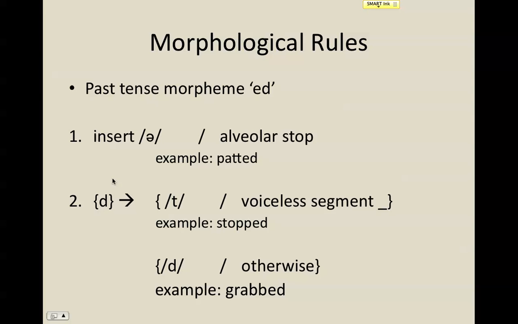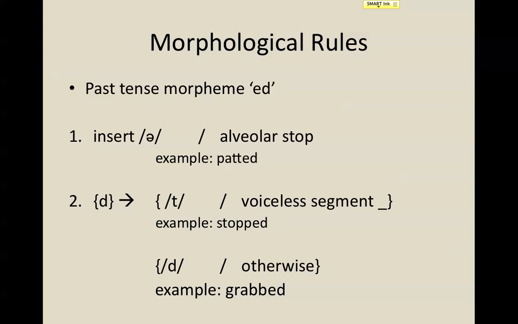The d of the past tense morpheme will yield a t sound in the environment where it occurs after a voiceless segment. So in the example stopped, p is a voiceless segment. How do we know it's voiceless? Well, if you take your fingers and put them onto your vocal cords and say p, p, p, you'll notice that your vocal cords do not vibrate, therefore it's voiceless.